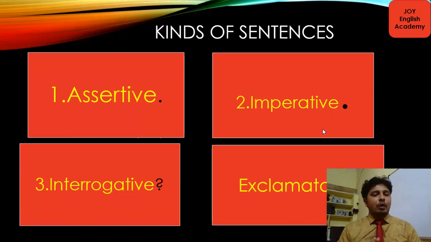Now what are the different kinds of sentences? So we have 4 different kinds of sentences. One is assertive, other one is imperative, the third one is interrogative, and the fourth one is exclamatory. I repeat once again, the first kind of sentence is assertive, second kind of sentence is imperative, third is interrogative sentence, and the fourth is exclamatory sentence. Right? Now let's go in detail.